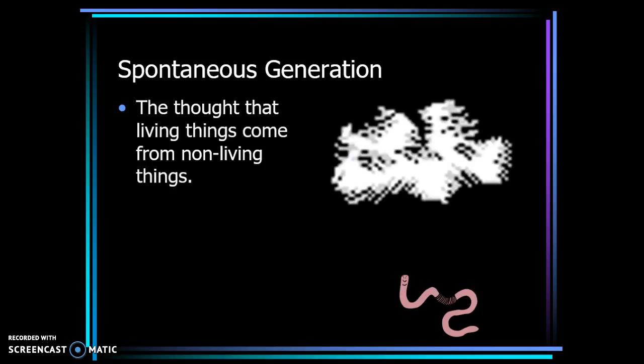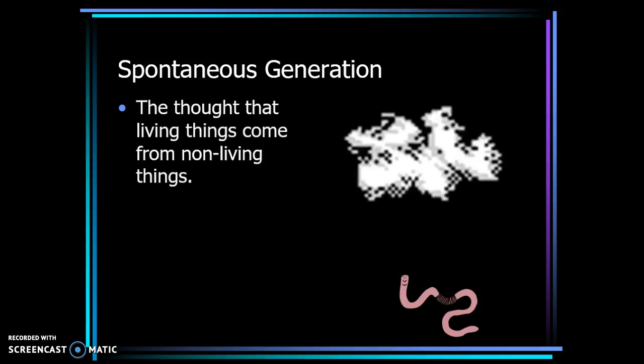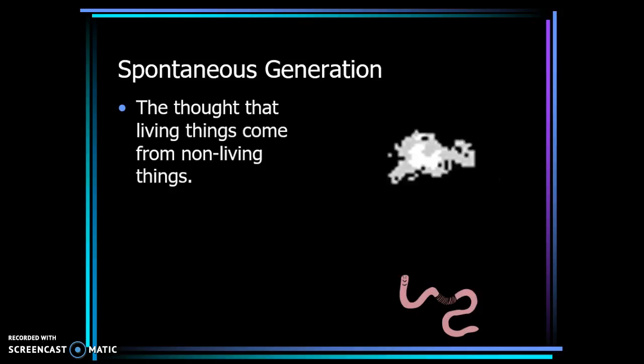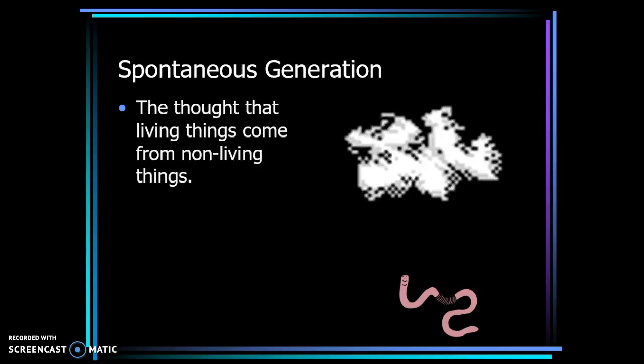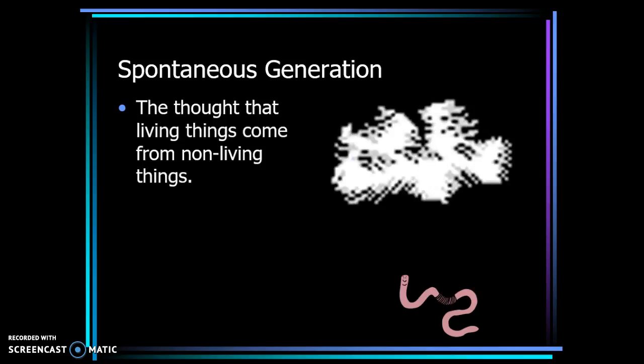Now we're talking way back in the 1600s and before. It was the thought that living things could come from something non-living. So for example, on your booklet you have a worm and a fly. People used to believe that worms were created from mud. Yes, that's right, you heard me. Mud would create worms. Some people used to think that raindrops would create worms.